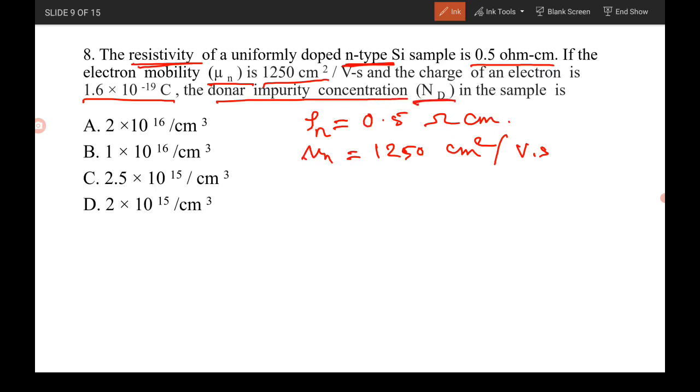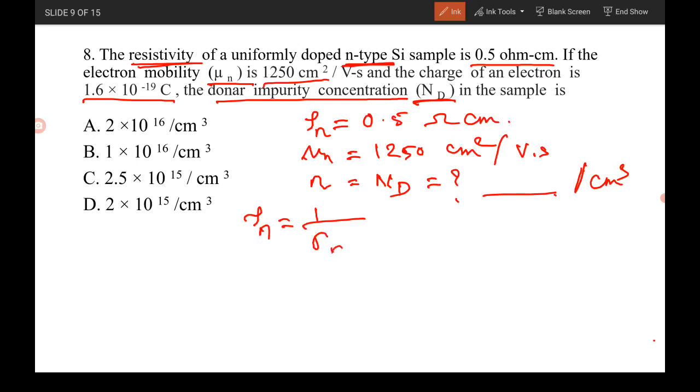So here q is given and we have to find the donor impurity concentration Nd, that means we have to find what is n, that is the electron concentration, which is nothing but the donor impurity concentration Nd, and its unit will be per centimeter cube. Okay, so now just write down the formula for rho n, which is equal to 1 by sigma n. What is sigma here? Sigma is the conductivity. So this is equal to 1 by q times n mu n. Okay, so this is the formula for sigma n.